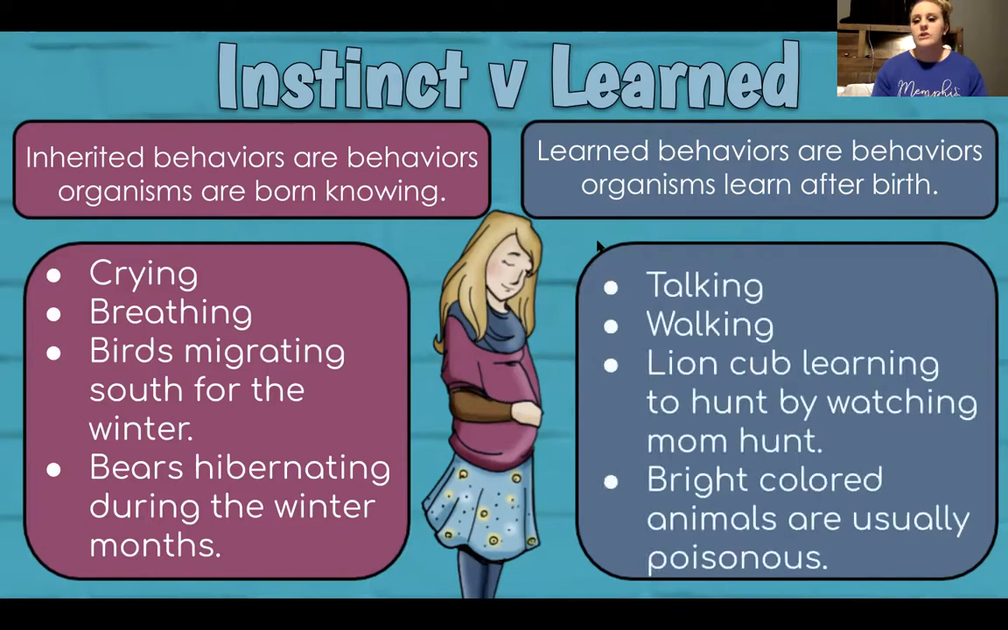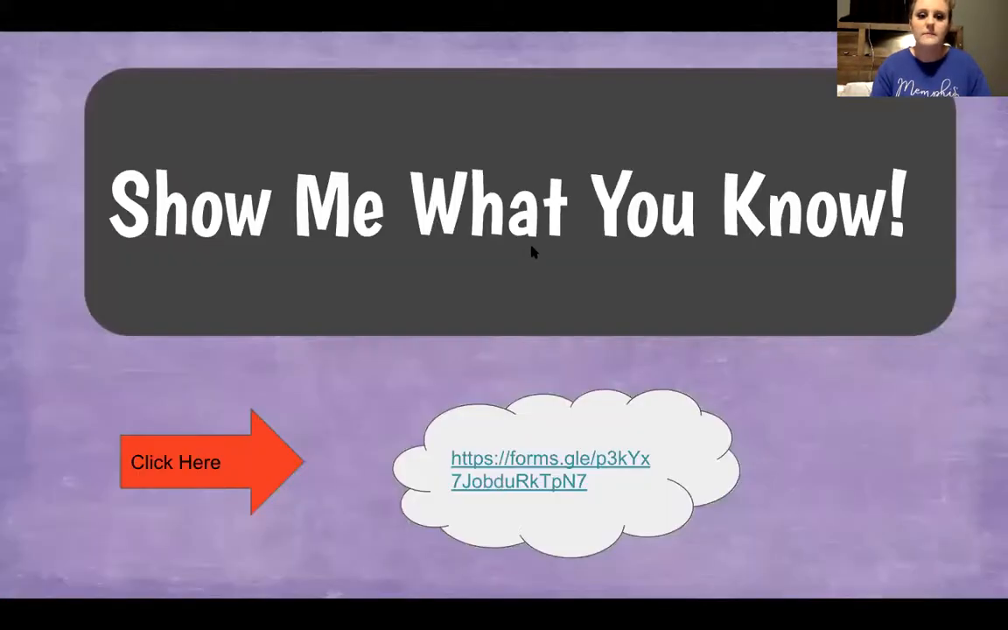Learned behaviors are talking, walking, lion cubs learning to hunt by watching their mom hunt. Bright colored animals are usually poisonous. You learn this by being taught that. This is stuff that you don't just come out knowing. You're not born knowing. You have to learn this from either your parents or teachers, whoever. You have to learn these types of behaviors.